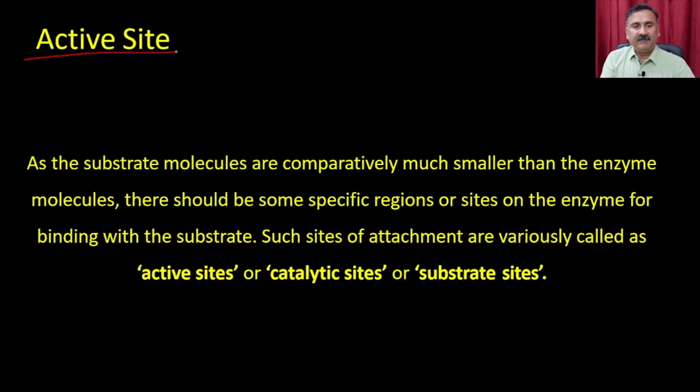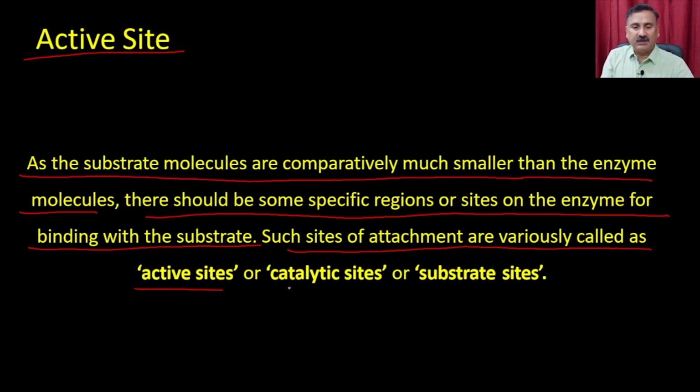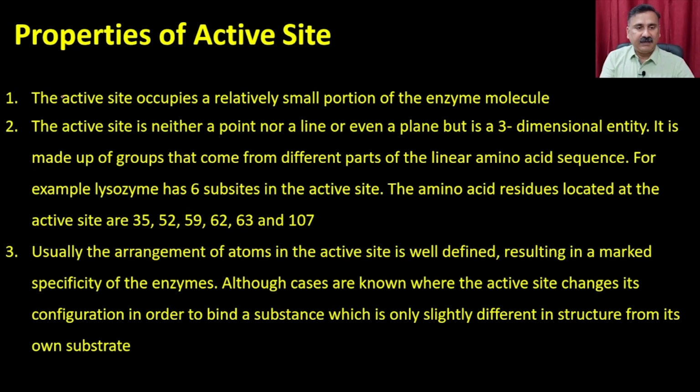So active site: as the substrate molecules are comparatively much smaller than the enzyme molecule, there should be some specific region or site on the enzyme for binding with the substrate. Such sites of attachment are variously called the active site, catalytic site, or substrate binding site. And as I said, the substrate binding site could be different, could be within the active site. Okay. So what are the different properties of the active site?